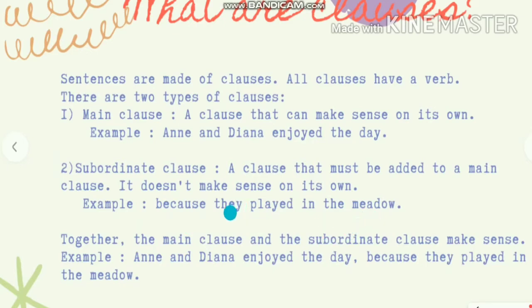Okay, and my question is, do you understand this clause? Why? Why did they play in the meadow? Or who played in the meadow? This clause doesn't make sense, right? Together, the main clause and the subordinate clause make sense. For example, Anne and Diana enjoyed the day because they played in the meadow. Anne and Diana enjoyed the day is the main clause. Because they played in the meadow is the subordinate one.